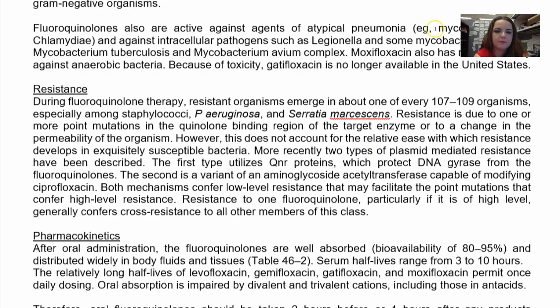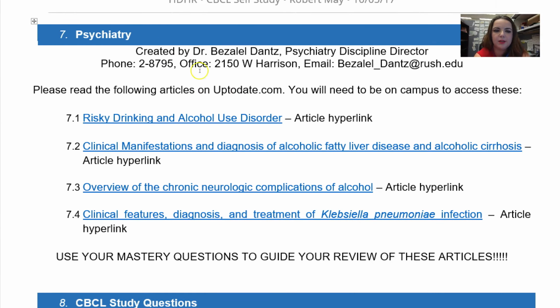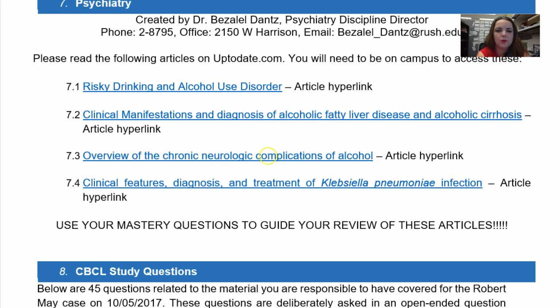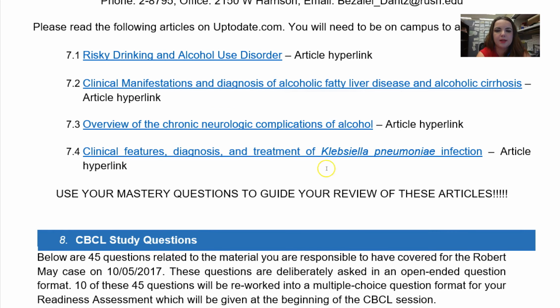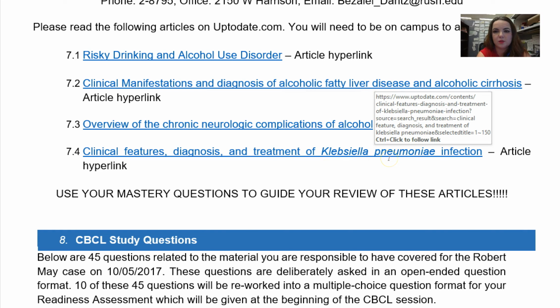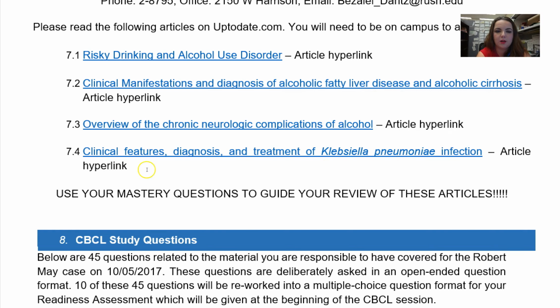Okay, and then the last, I think it's the last discipline in here, is psychiatry. Dr. Dance wants you to review alcoholism. So Robert May, our patient, has some history of alcoholism that you'll learn more about during the case. So we want to go through how alcohol affects the body and the neurologic complications. And as I mentioned, K pneumoniae is associated with pneumonia in alcoholics.